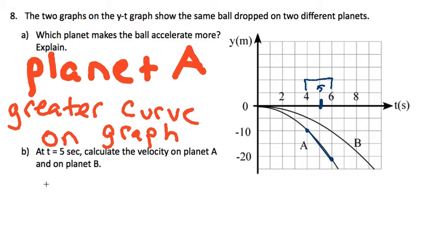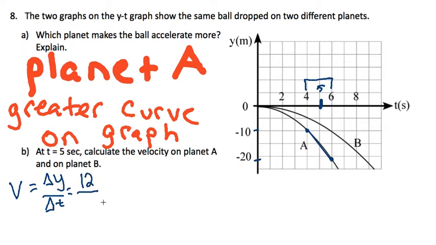So for planet A, our velocity will equal our distance that it drops, delta y, divided by the time that it takes, delta t. The distance it drops, it starts at this point right here. That's at a position of -10. It drops down to this position there. It's just past 20. If I had to guess, I'd say about 22. So from 10 to 22, it dropped down a total of 12 meters. So delta y for planet A would be 12.